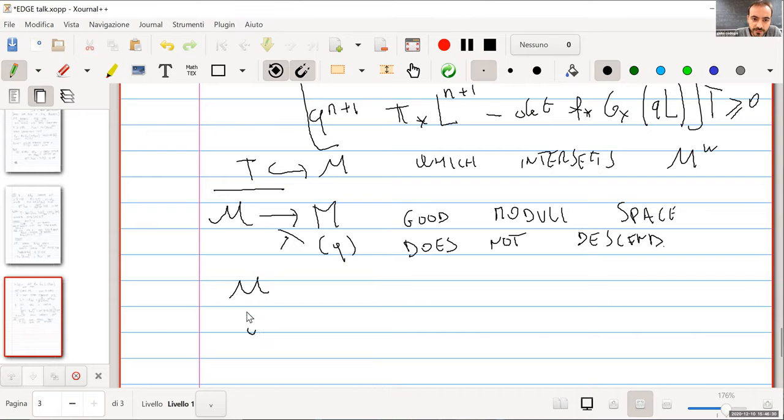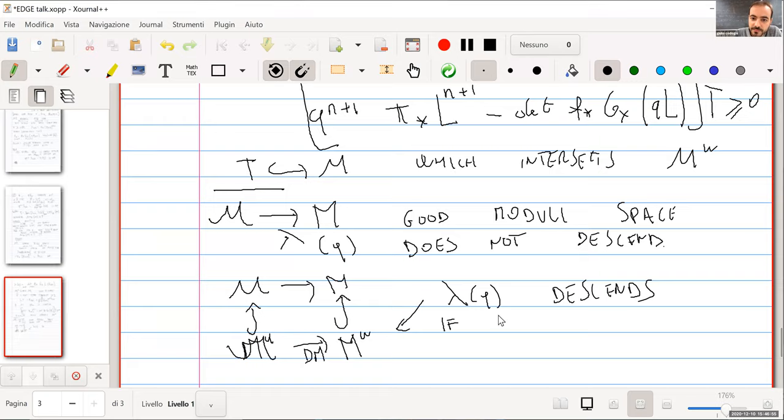What is true again is that you can look at the open subset MU. Here, this is curly MU because it's a stack. It goes to straight MU, which is the coarse space. This is open in here. This one is just DM, so a DM stack, not Artin. And here, lambda Q descends.